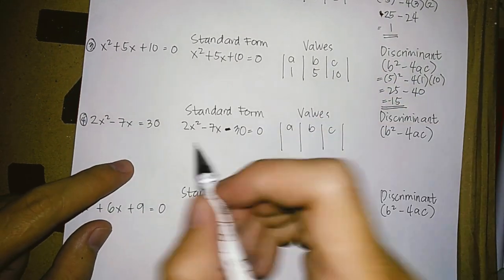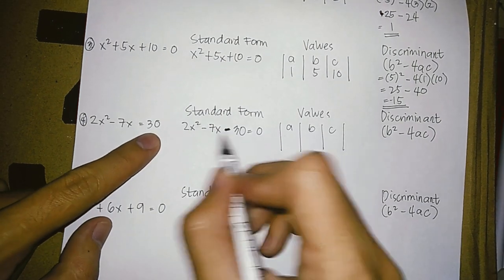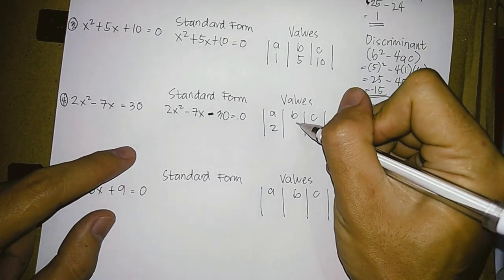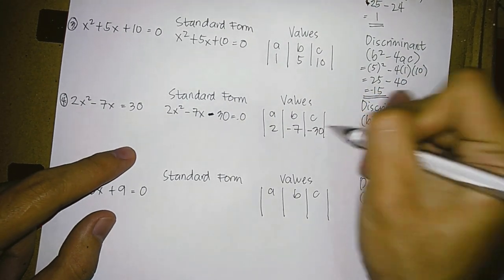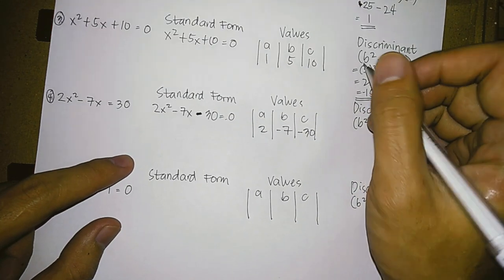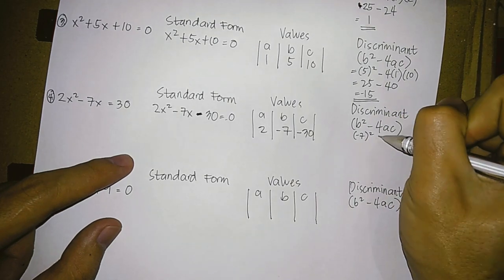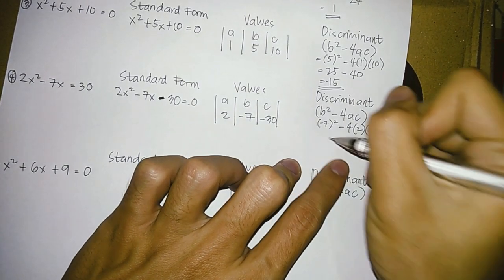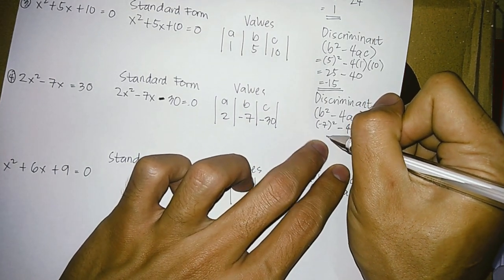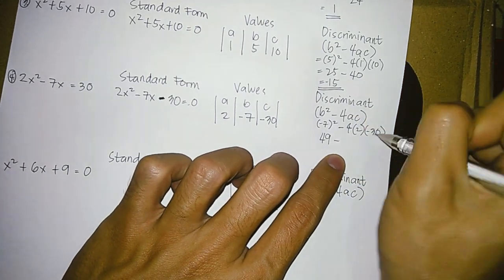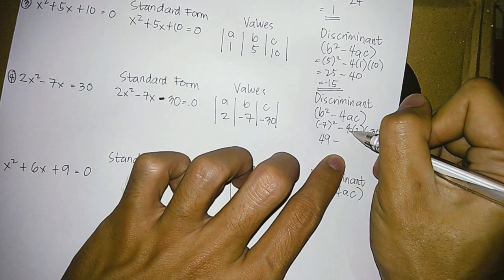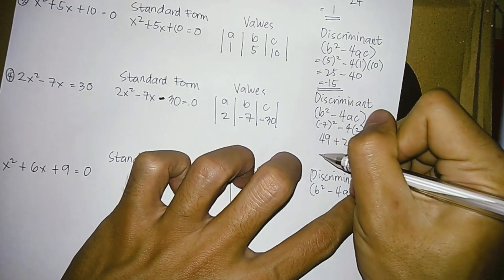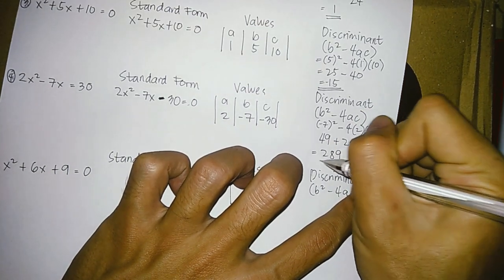So, yung standard form dito is 2x squared minus 7x minus 30, kasi na-transpose yung 30 paloob. Positive siya dati, magiging negative. And equals to 0. Values: a is 2, and then b is equal to negative 7, and then c is negative 30. So, let's find the discriminant. Negative 7 squared minus 4, 2, and then negative 30. Dito, negative 7 times negative 7 is positive 49. And then dito, 4 times 2, 8. And then negative 8 times negative 30 is positive 240. So, yung sagot is 289. That's the discriminant.